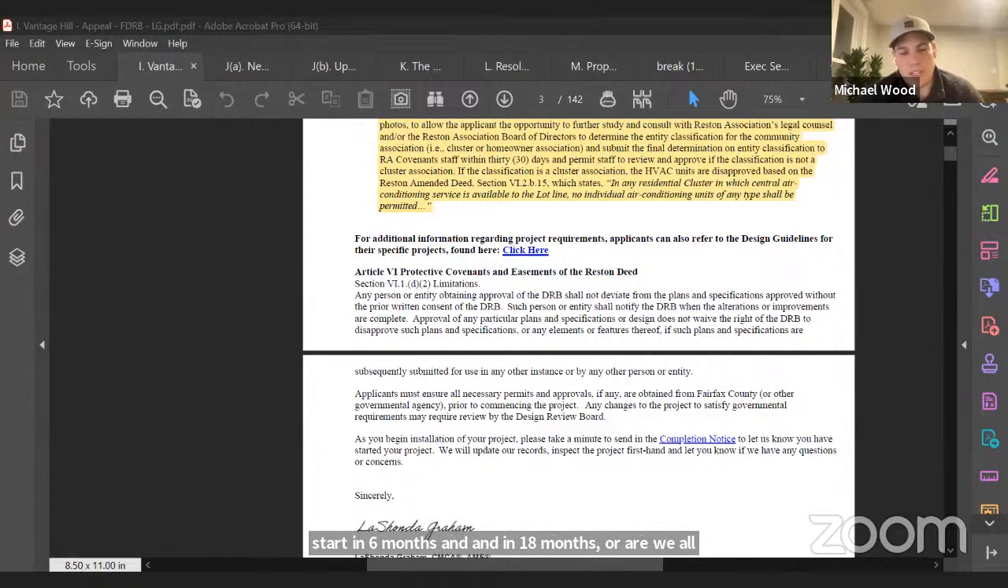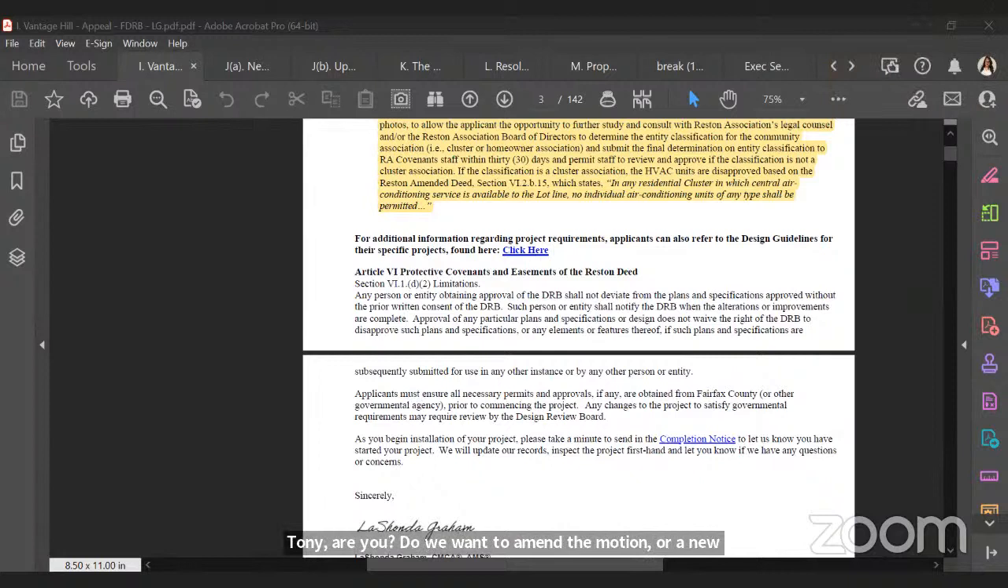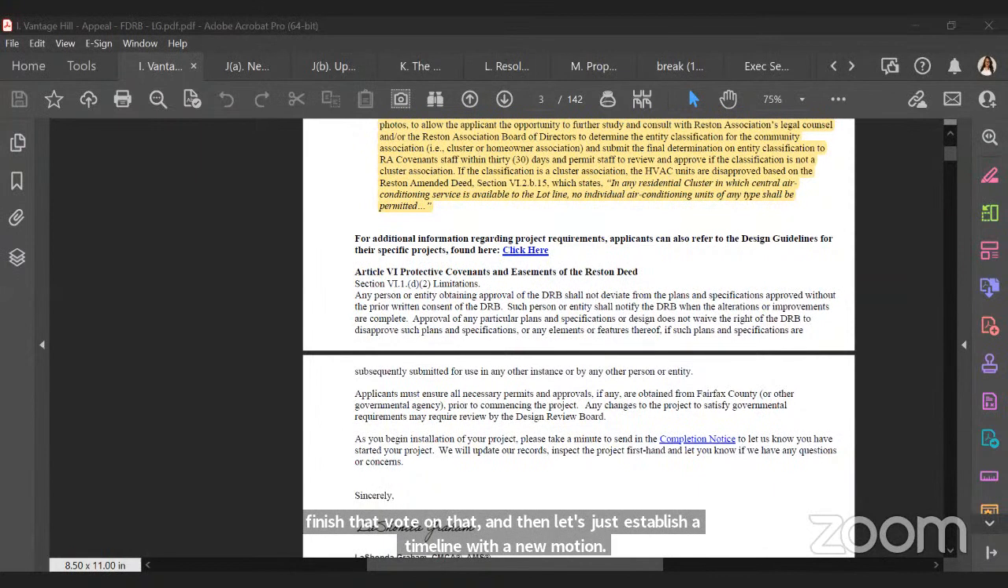I don't care. I think as long as we give them a total project timeline, if they start in a year, if they start in 18 months, it doesn't necessarily matter as long as they're completed by that end date. Okay. Tony, do we want to amend the motion or a new motion? You can do it either way. I think it's cleaner. You've already put the motion out there. Let's just finish that, vote on that, and then let's just establish a timeline with a new motion. That's very clean, in my opinion.